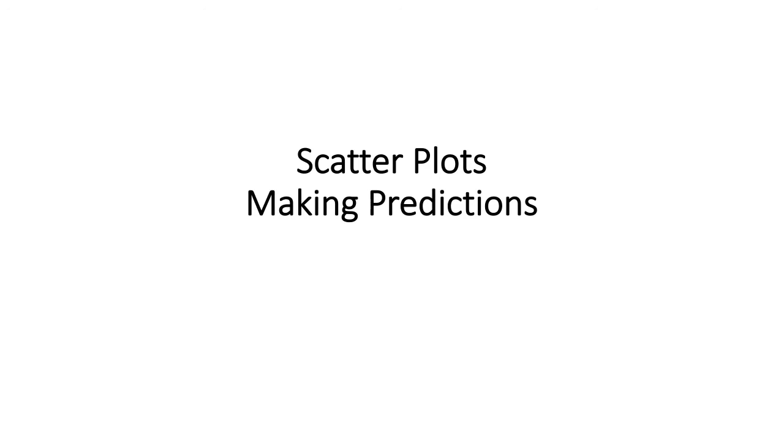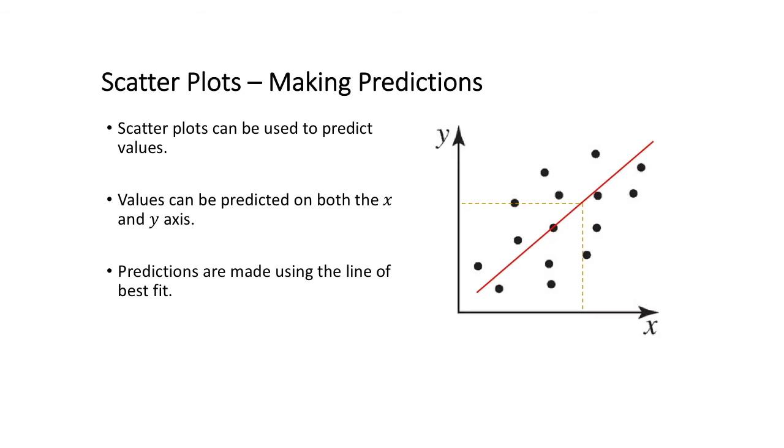This video is going to have a look at using scatter plots and lines of best fit to be able to make predictions about values within the relationship. So scatter plots can be used to make predictions about values within the relationship. The values can be predicted for both the x and y axes values, or the independent and dependent variable within the relationship. The predictions are made using the line of best fit, and it's done by using the line to estimate what x and y values are going to be at any given point in time.